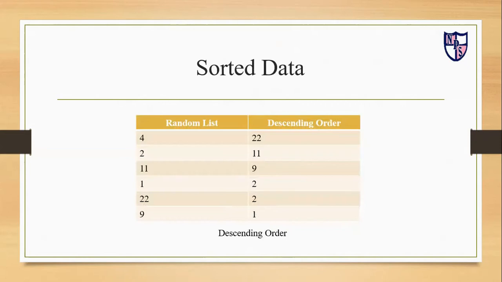Now, as you have seen in the previous slide, that data is arranged in ascending order, but we can also arrange the data in descending order. Here we have the same numbers on the left hand side put randomly, but on the right hand side these numbers are sorted in descending order. As you can see, 22 on first, 11 on second, 9 on third, 4 on the fourth position, 2 on the fifth position, and 1 on the last sixth position. So now you have an understanding about what sorted data is.